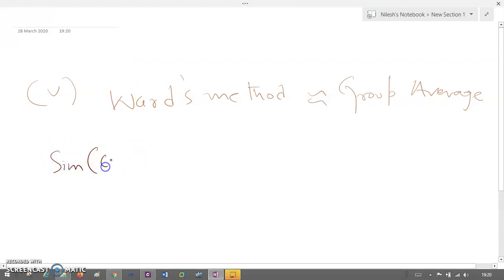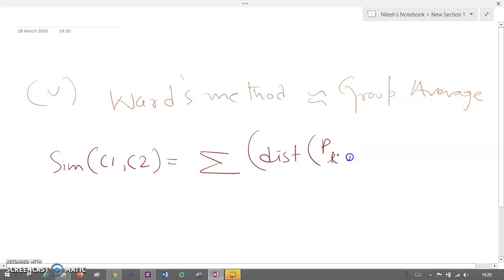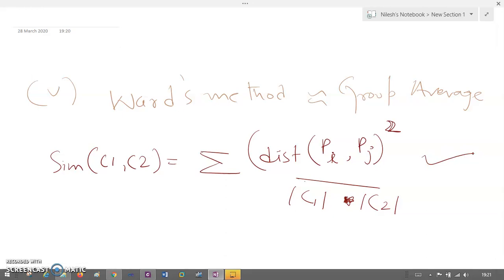So I'll say similarity of C1 and C2. Then I'm going to take the sigma, and instead of similarity I'll take the distance of P of I from the first cluster and P of j from the second cluster. As I told you, it is going to be the sum of squares of the distance of P of I and P of j of clusters C1 and C2. Again, you have to divide by the size of C1 multiplied with the size of C2. So this is the Ward method. I hope you understand it. These are the 5 different techniques by which you can find the similarity between cluster 1 and cluster 2.